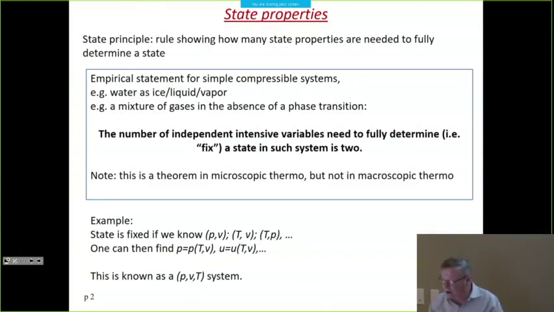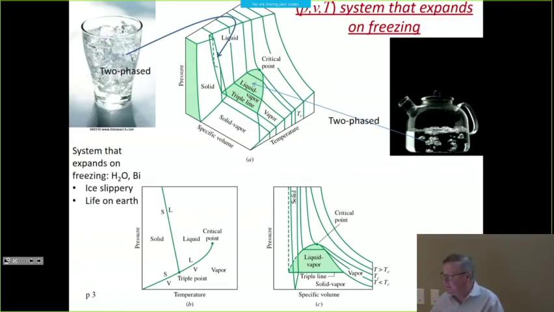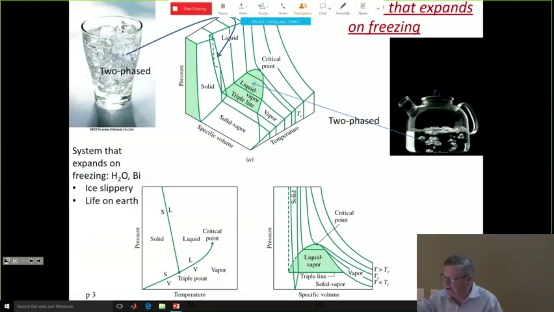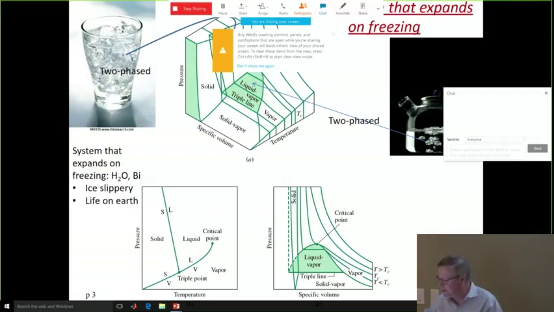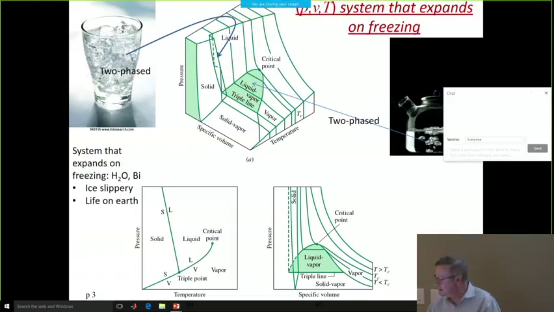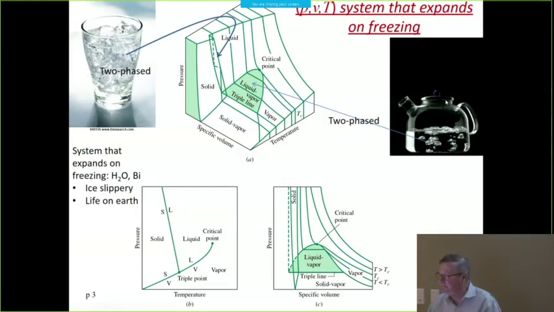Okay, so how do we do this? Well, we saw last lecture that you do this using a PVT diagram. Now, the PVT diagram which we described before was for water, and you had here two-phase water that was both ice and water. You had here two-phase water that was both liquid and vapor.